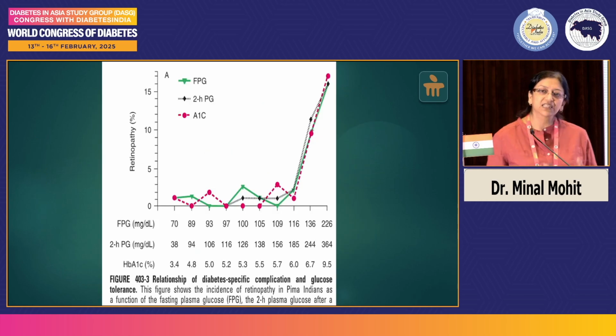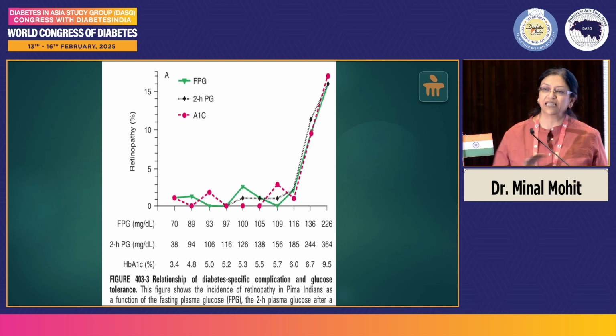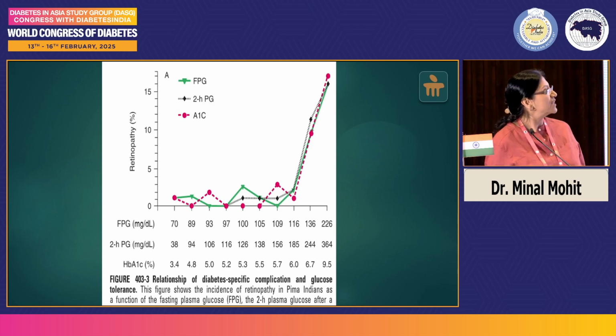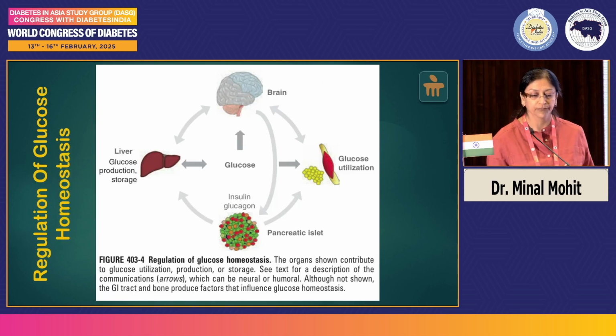Now, why are these cutoffs taken? Why are we talking of some specific cutoffs? We are talking of these cutoffs based on data analysis, and the literature review says that fasting above 116 marked the beginning of retinopathy. Similarly, 2-hour postprandial glucose above 185 marked the beginning of retinopathy, and HbA1c above 6 marked the beginning of complications, the micro and macrovascular complications. And that is why these cutoffs were designed and they have been followed.